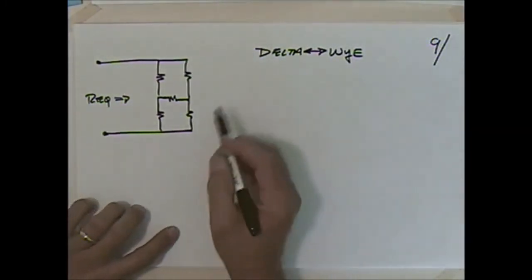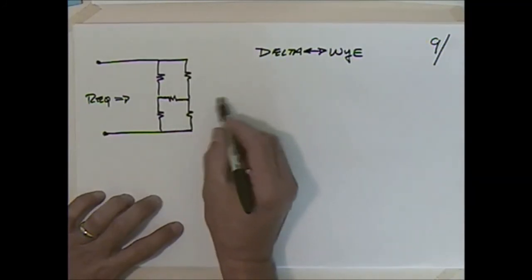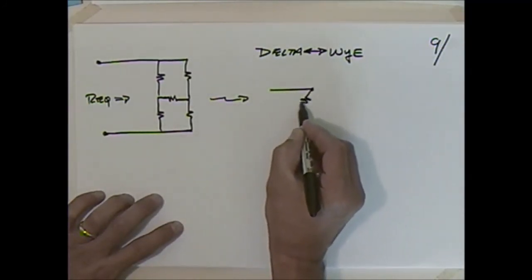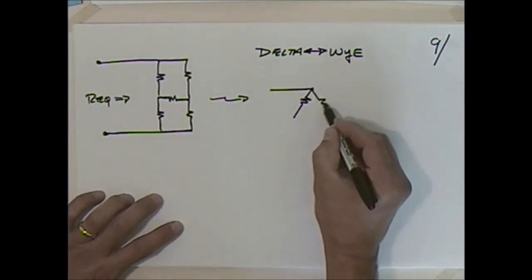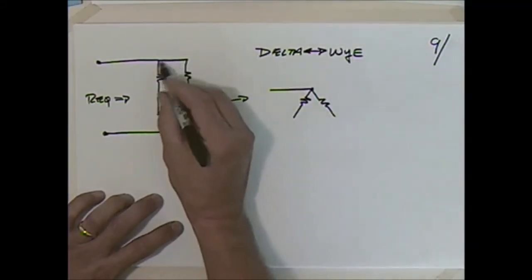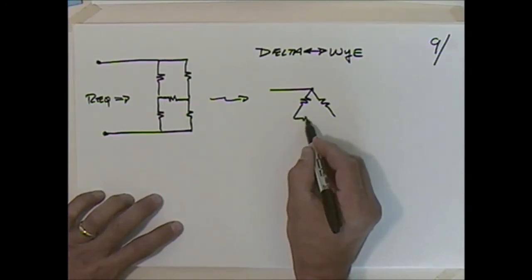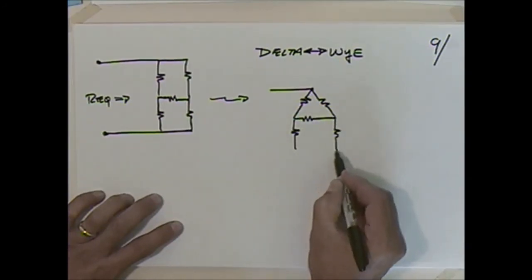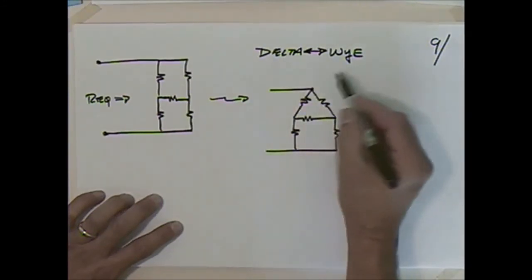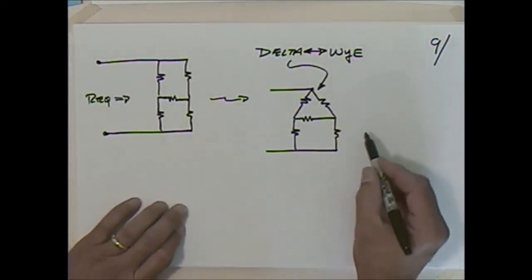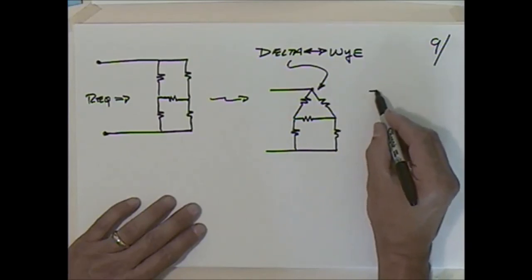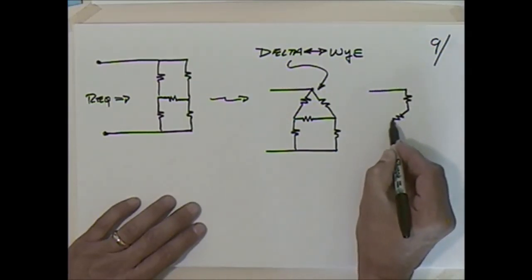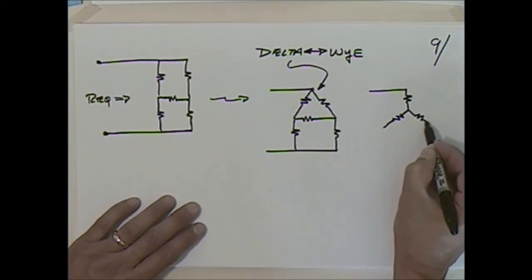So if I were to look at this, I could redraw this and say I have effectively something that looks like this, just changing this a little bit. I mean, pulling that apart. This is really how we build it in the lab anyway. So we have a delta here. So there's our delta, isn't it? And if I convert that to a Y, I'm going to end up with a Y, in this case, an upside down Y.